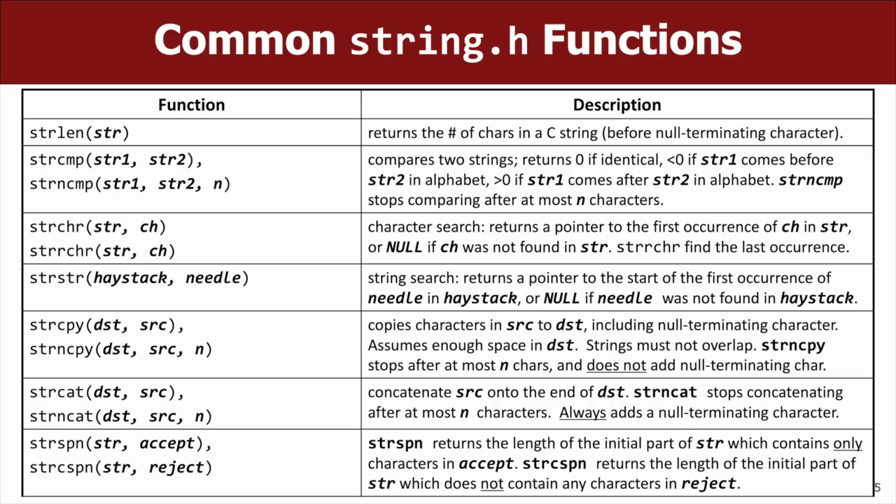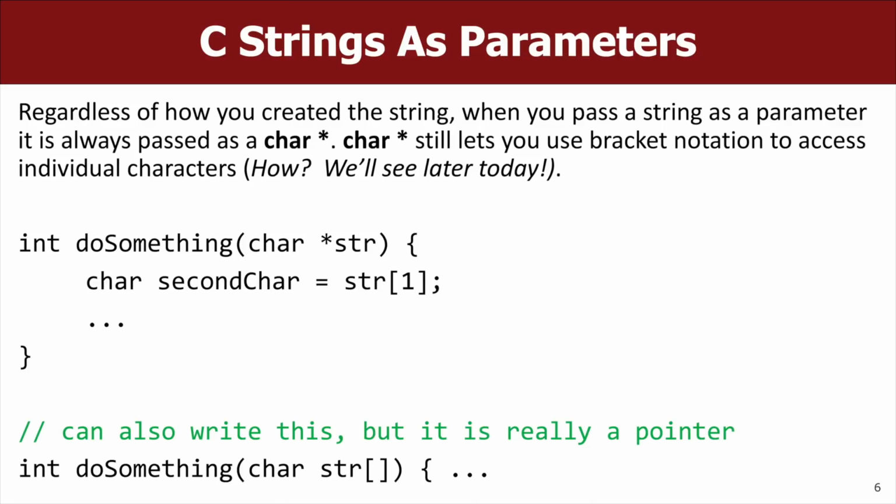One other topic we also mentioned was how C strings are passed as parameters. We said that regardless of how you create the string, whether you create it as a char array or you create it by saying char star my string equals something, that's a string literal, when you pass a string as a parameter, it is always passed as a char star. But char star still lets you use bracket notation to access individual characters. Now, you might wonder how this is, and we'll see why later today. But you can see that we can use the bracket notation on a char star just as we might on an array.